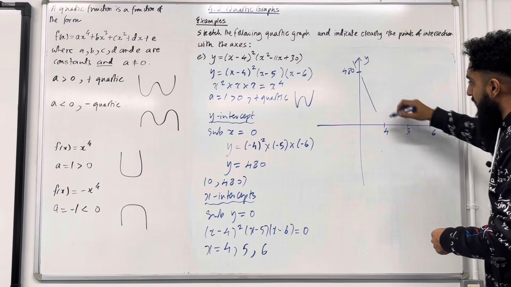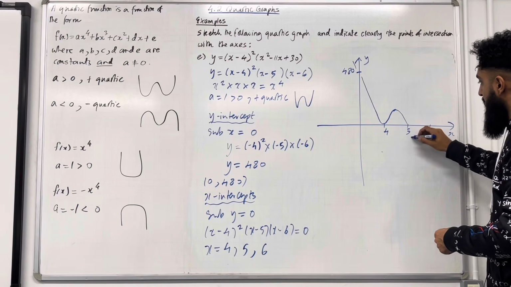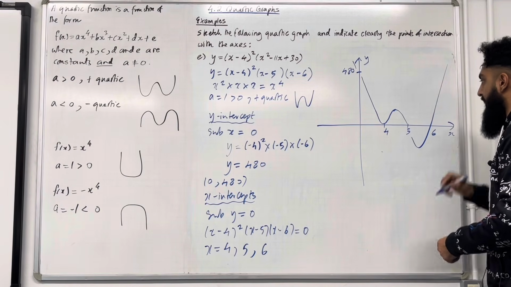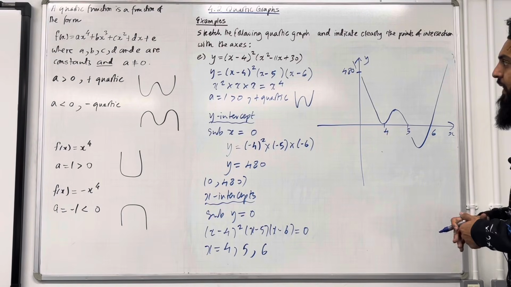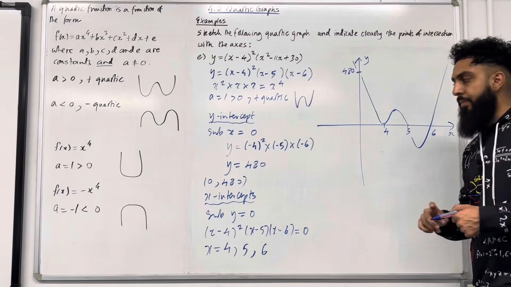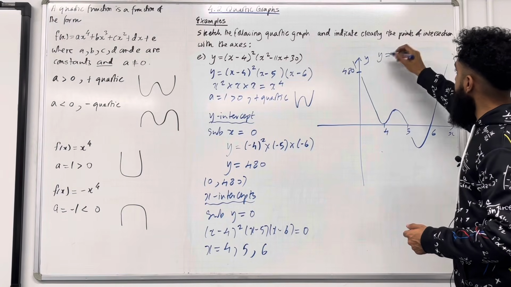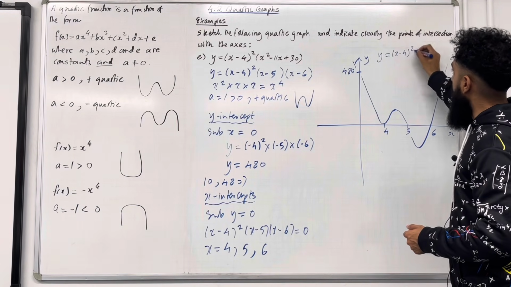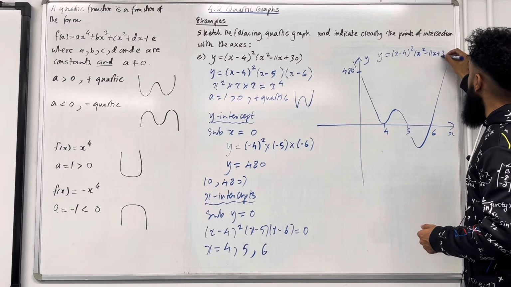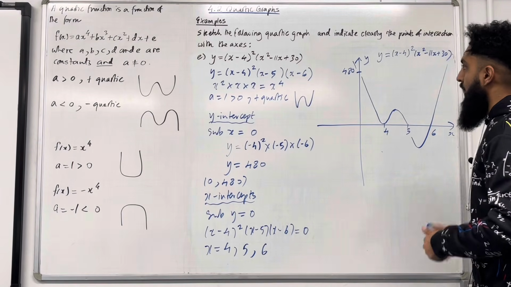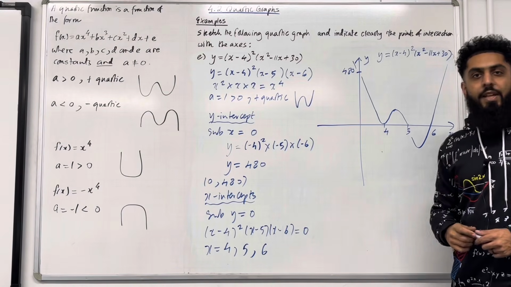It's going to bounce at 4, cut at 5, and also cut at 6. So that's what the quartic looks like in this particular case, where there's only one repeated factor. I can label my graph, which is y equal x minus 4 in brackets squared, x squared minus 11x plus 30 in brackets. That there completes the final part of my examples and this particular teaching video.